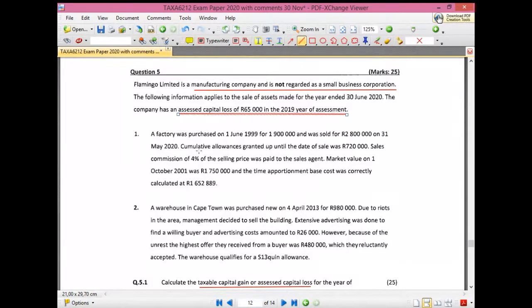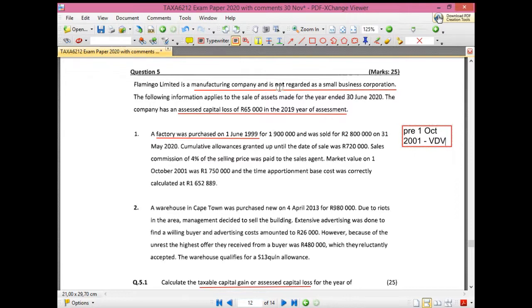So we see there's 2 items. The first one was the factory purchased 1 June 1999. So this is pre-1 October 2001. So we have to work out the valuation date value. Now, the valuation date value will be based on whether our proceeds are more than the market value at that specific date, when we sell it.